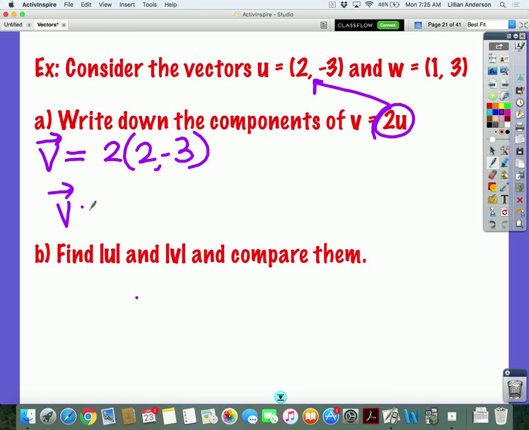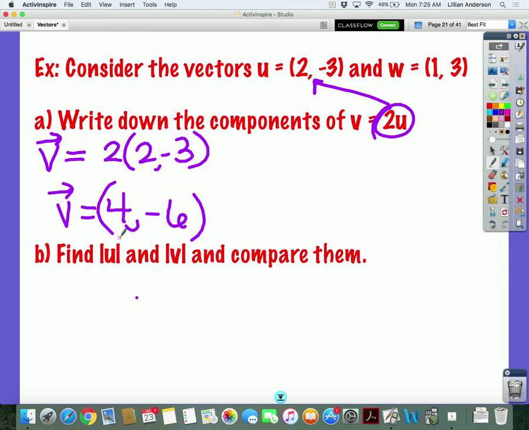So vector v is going to equal 4, -6. And there it is. Simple enough. And remember, when we have to write vectors ourselves, we use arrow notation. We cannot denote that boldface notation. All right? Now it says find the symbol u and the symbol v and compare them.